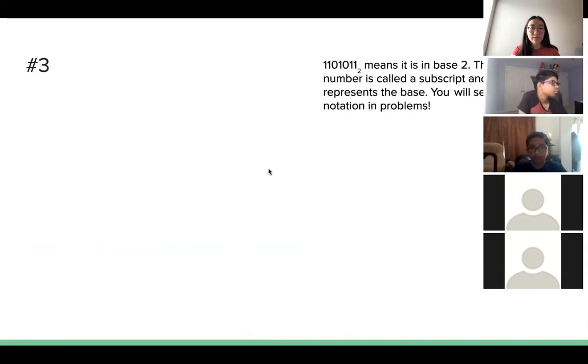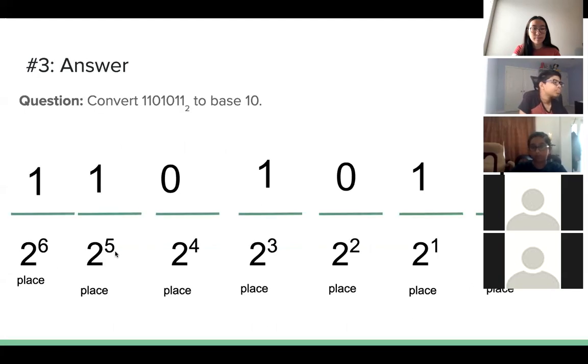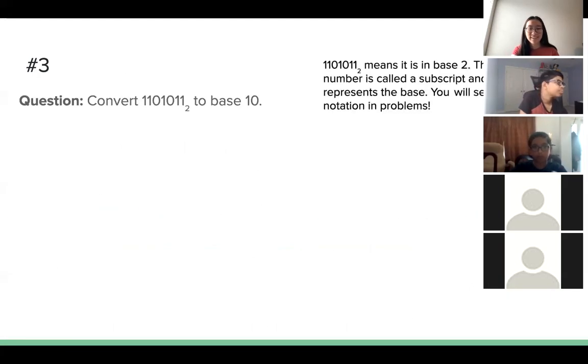Okay, so, oops. I don't think you guys saw that long enough. But anyway, convert 110111 to base 10. And you can see that little 2 at the bottom is called a subscript. And that basically just means that number is in base 2. So you're going to see that kind of notation in more math problems. So yeah, just try converting this number to base 10.